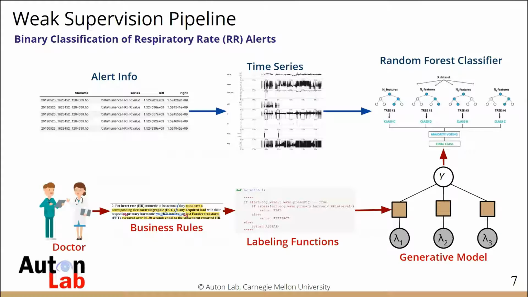So what is the weak supervision pipeline? It's twofold. The first path is you go to a domain expert, in this case a doctor, you consult them and they'll give you a set of business rules or heuristics that you then translate into these labeling functions, or code. Then you feed this code into a generative model and it outputs probabilistic labels that your downstream classifier, which in this case is a random forest classifier, can use. And then you also feed in your alert info, you unpack it, featurize it, etc. And then you train and test your model.